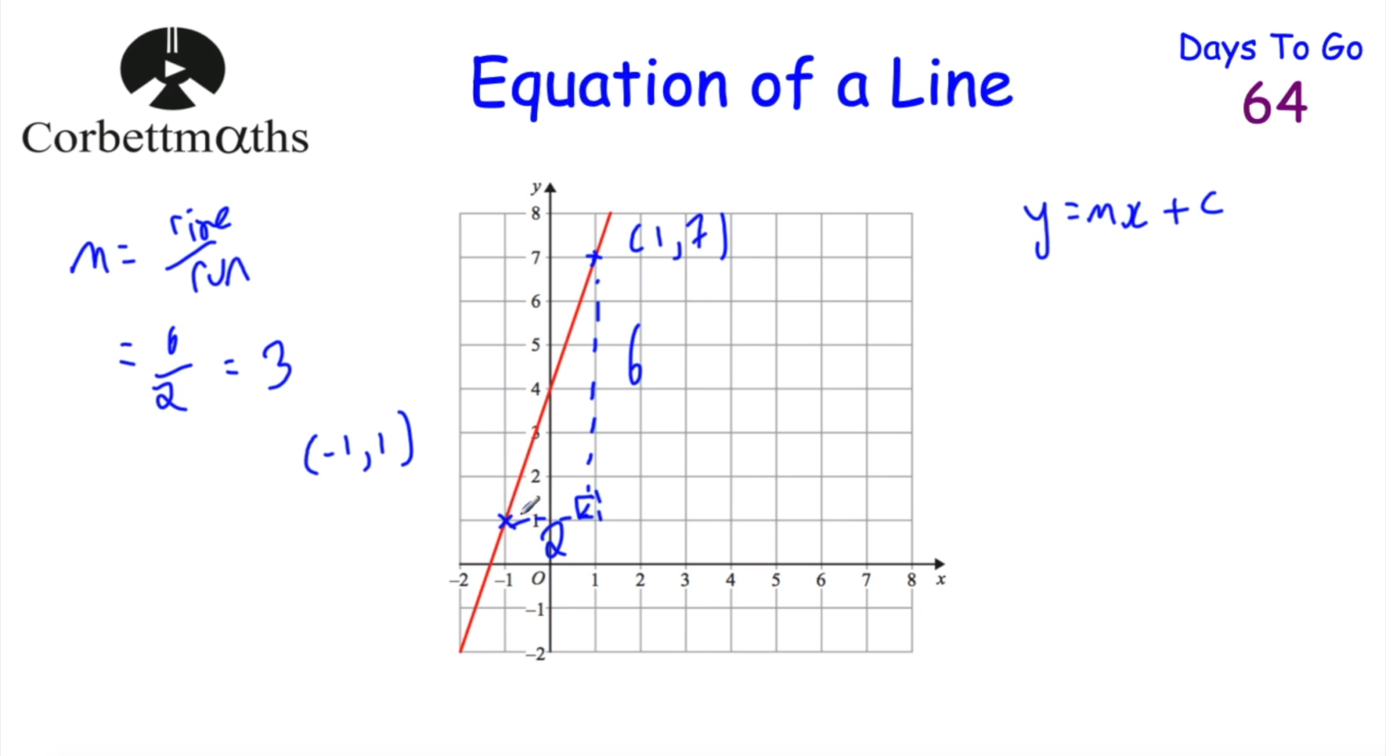And let's just check that. If we go across 1, up 3, across 1, up 3, and so on. y equals the gradient, which is 3, and then we've got x, and then we have our y-intercept, which is 4, so plus 4, and that's it. So the equation of this line would be y equals 3x plus 4.